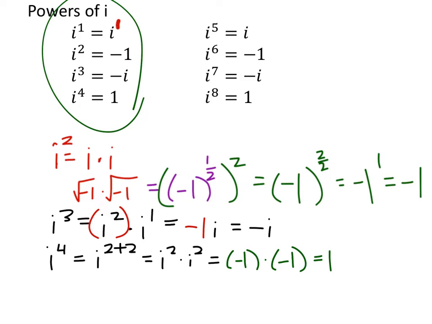Now the nice thing is with those 4 powers, which is all we really need to know, it just cycles, okay, because every 4th power is just 1, so i to the 5th would be the same as i to the 4th times i, and i to the 4th is 1, i is i, 1 times i is i.